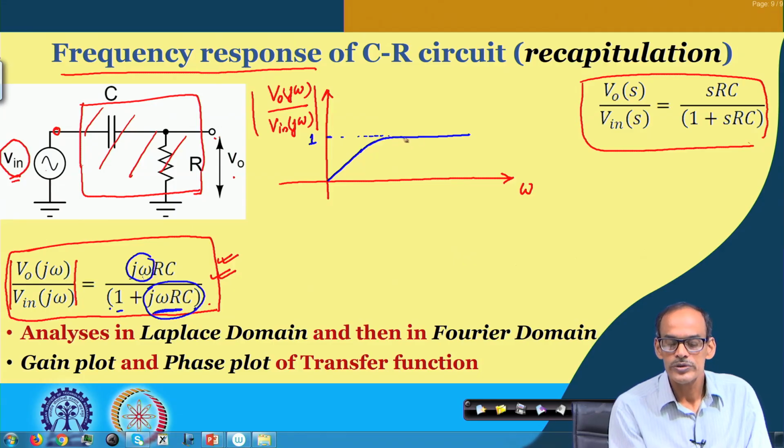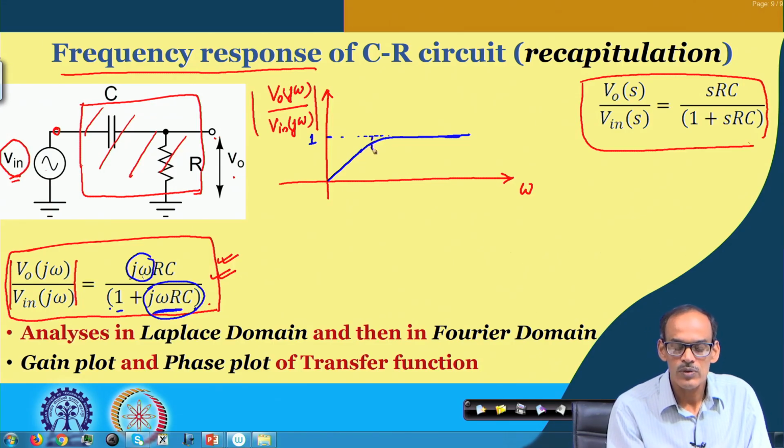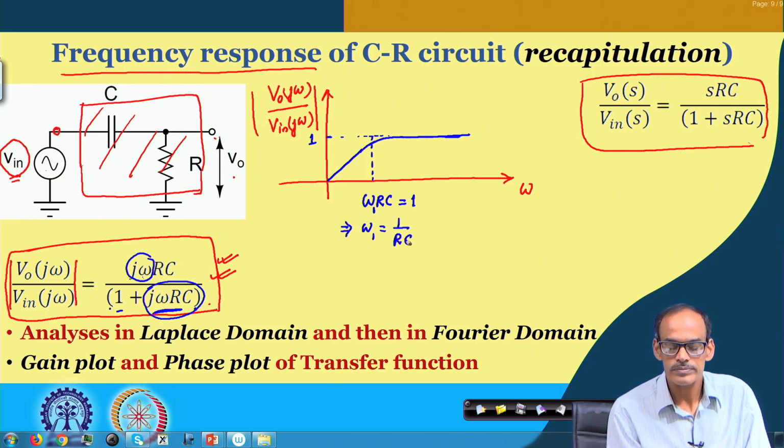So, the value is going to be 1, and the changeover from this linear part to the constant part happens at a frequency where omega into R C becomes 1. Let us call this particular frequency omega 1. So, the corresponding omega 1 equals 1 by R into C. In fact, what is the significance of this?